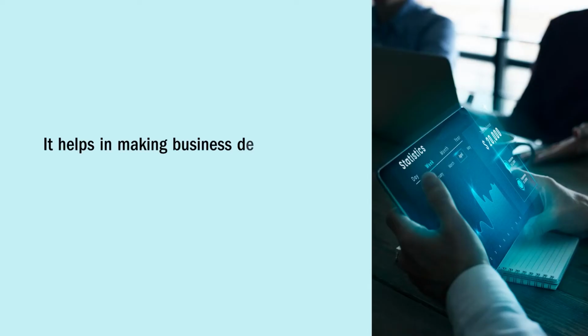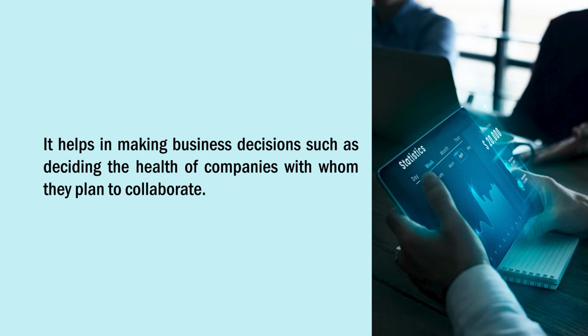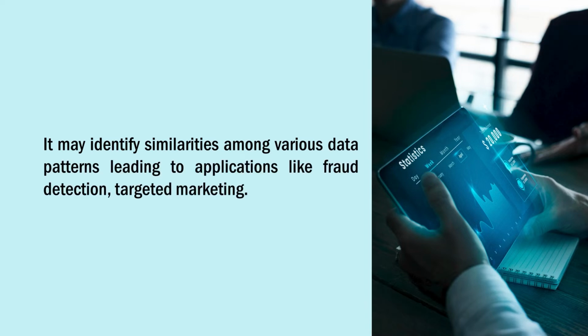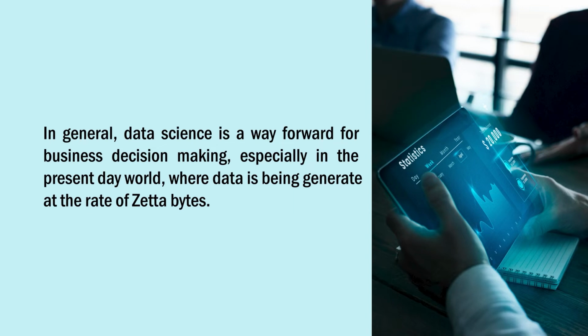So let's understand the different areas in which data science can be useful. It helps in making business decisions, such as deciding the health of companies with whom they are planning to collaborate. It may also help in making better predictions for the future, such as making strategic plans for the company based on the present needs or present trends. It may also help to identify similarities among various data patterns, leading to applications like fraud detection, targeted marketing, etc. So in general, data science is a way forward for business decision making, especially in the present-day world where data is being generated at the rate of zettabytes or maybe more than that.